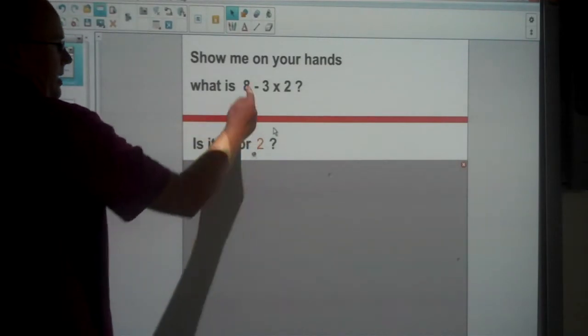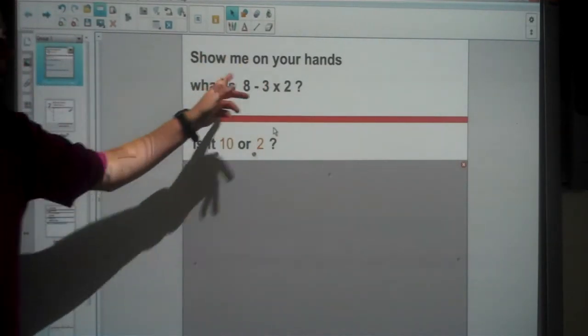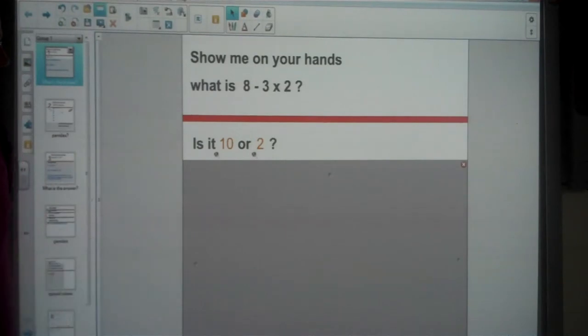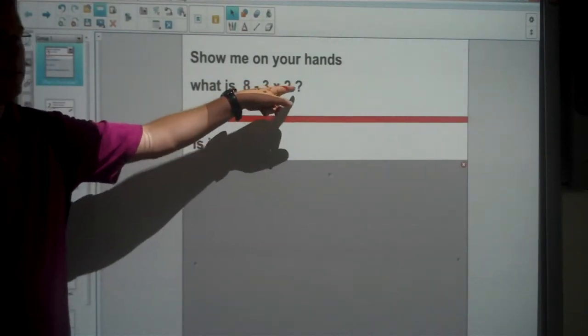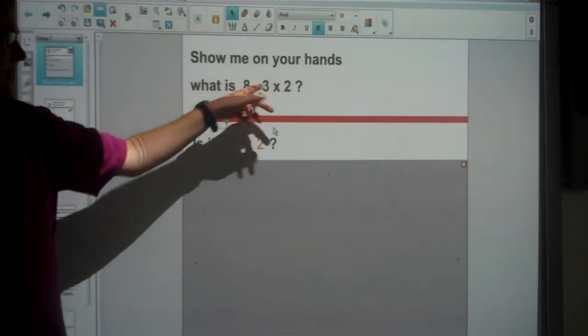The reason 10 would be an answer is 8 take away 3 is 5, and then 5 times 2 is 10. And the other possible answer is 2, and that would be 3 times 2 is 6. And then 8 take away 6 is 2.